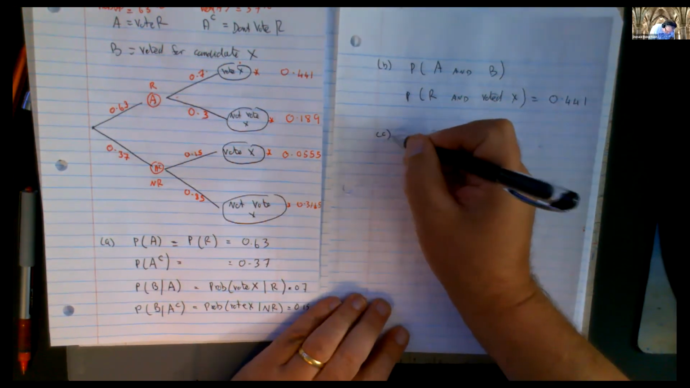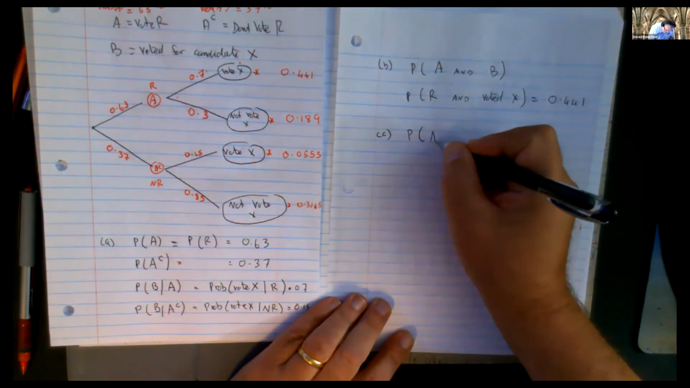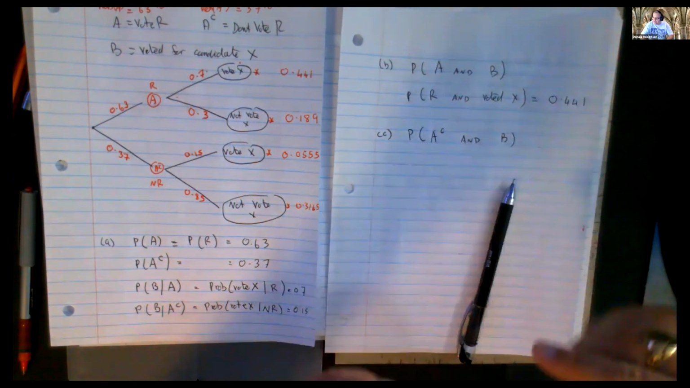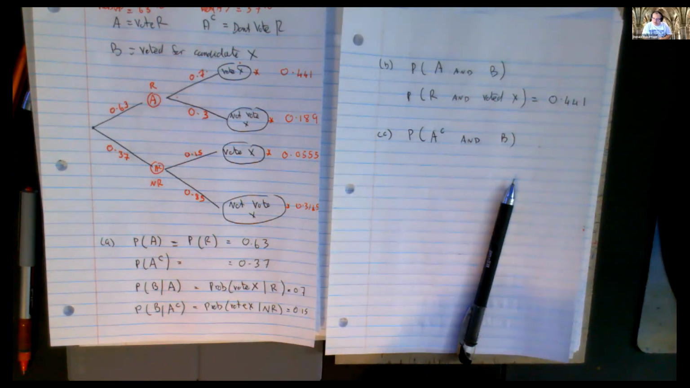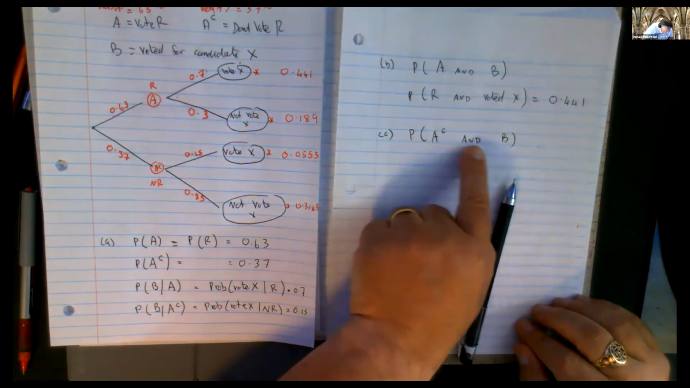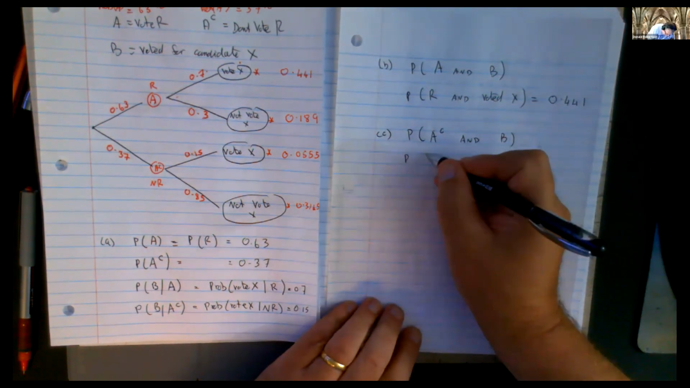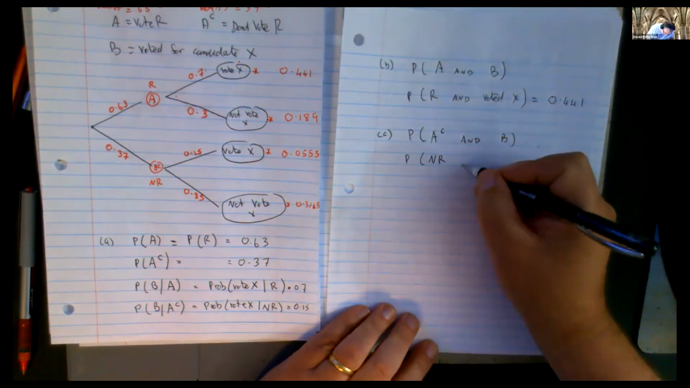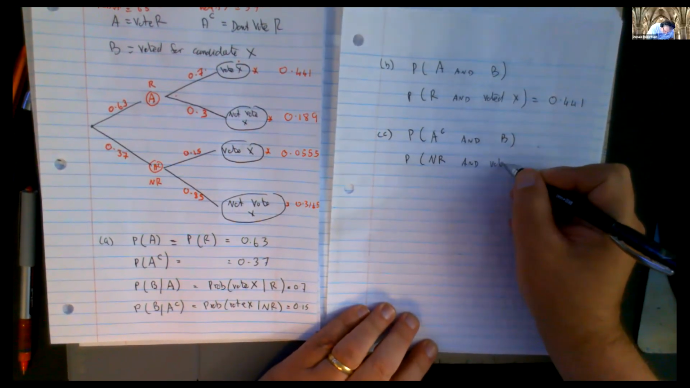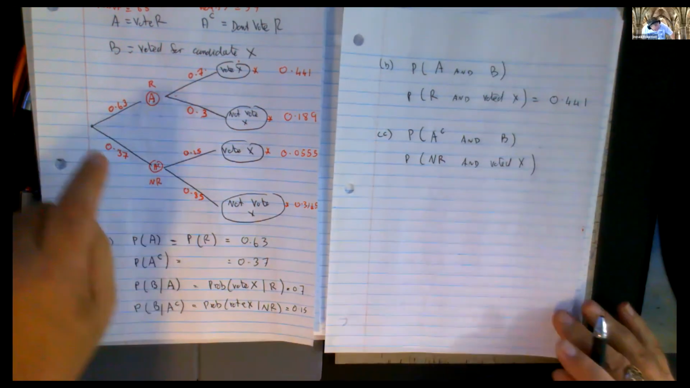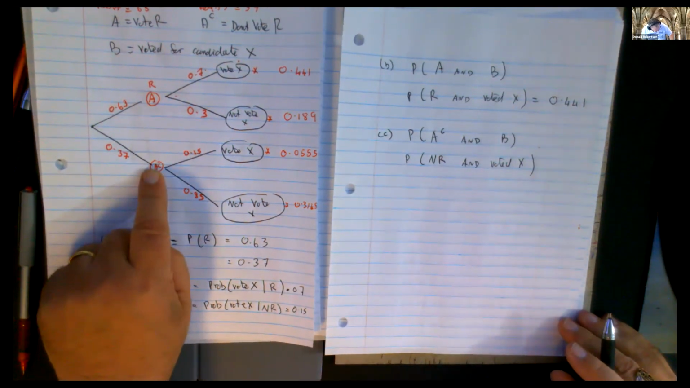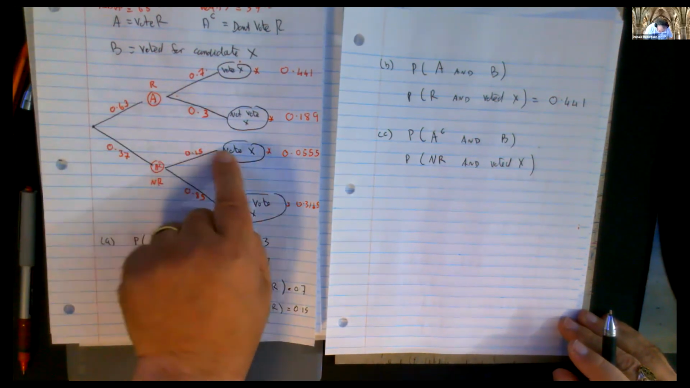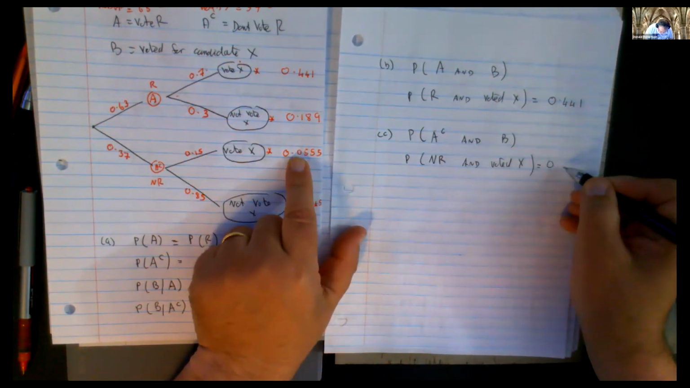C is asking for the probability of the complement of A and B. When you see these ands, aren't you going to think of something times something? So on my tree diagram, I just need to find out who this one and this one is. So it's the complement. So you're not Republican and you voted for candidate X. Well, if you're not a Republican, which is this one, right? And you voted for candidate X, which is this one, don't you multiply these two together? And we've already done that. So the answer is 0.0555.